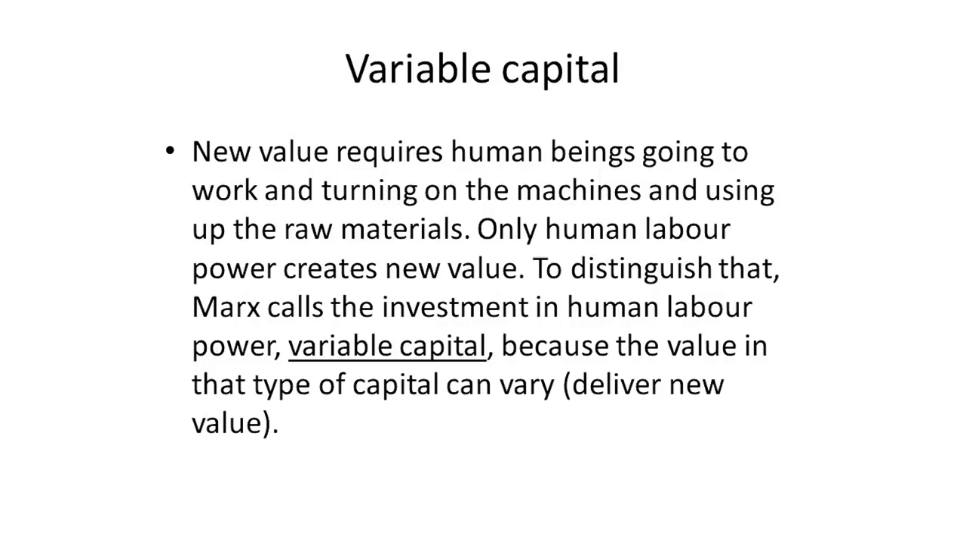On the other hand, variable capital, which is us, under the capitalist system, requires human beings going to work, as we saw in the letter to Kugelmann by Marx, and turning on the machines and using up the raw materials. You can ask me about robots later. Only human labour power creates new value. To distinguish that, Marx calls the investment in human labour power variable capital, because the value in that type of capital can vary, because it delivers more value.